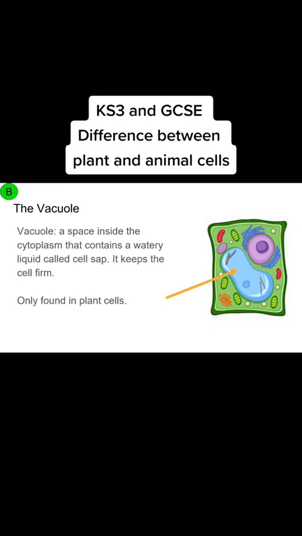A vacuole is another organelle that is only found in a plant cell and not in an animal cell. A vacuole is a space filled with sap, made of water, in the cell, and its job is to keep the cell firm for the plant.